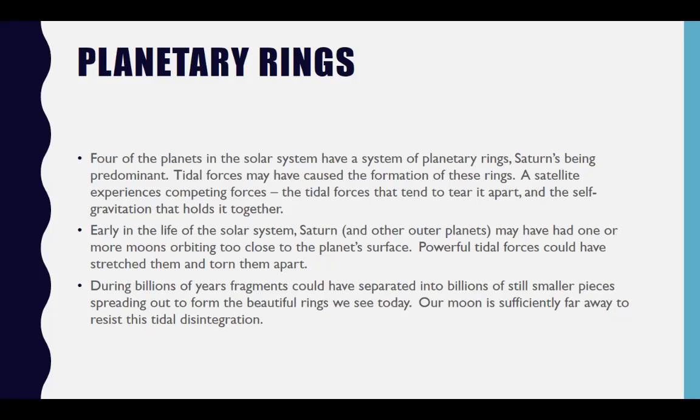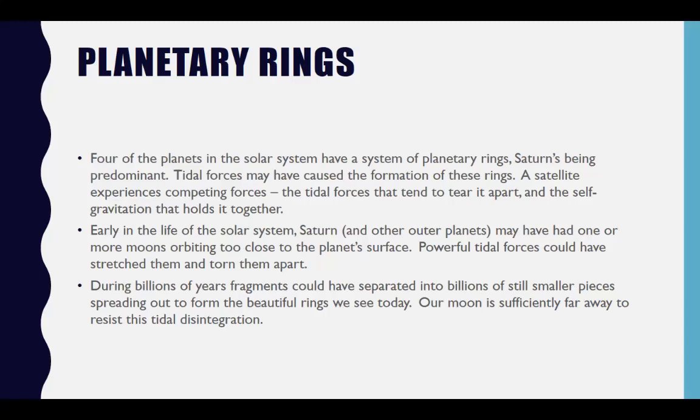In the early life of the solar system, Saturn and the other outer planets may have once had more moons orbiting them. I know they have far more than the rocky planets already, in the order of 60 plus moons in most cases. But when we start looking at this, those tides stretch those innermost moons that are too close to the planet, and they get elongated and elongated until they actually rip to pieces. And during billions of years, those fragments are separated into billions and billions of still smaller, tiny little pieces and spread out to form the ring system that we see today. Our moon is sufficiently far away to resist this tidal disintegration. Those moons that exist in the outer portion around these other gas giants are far enough out to not see this problem.